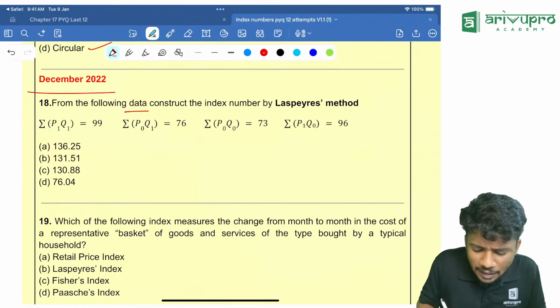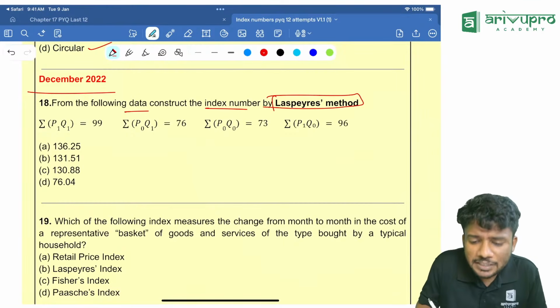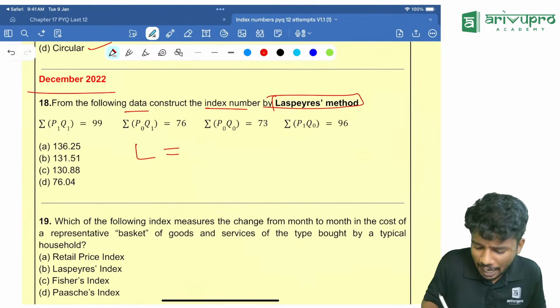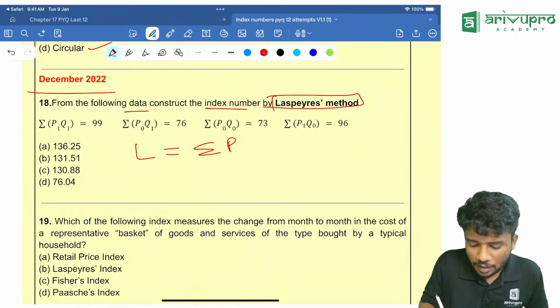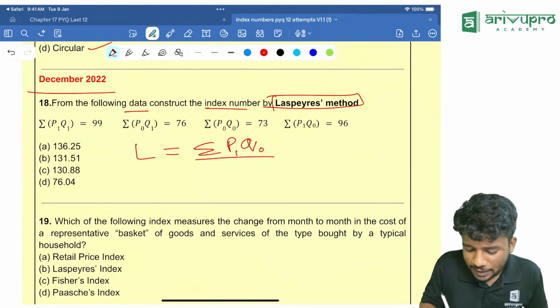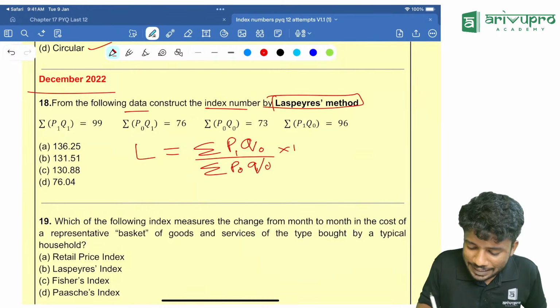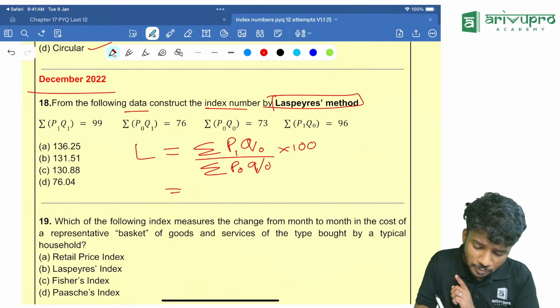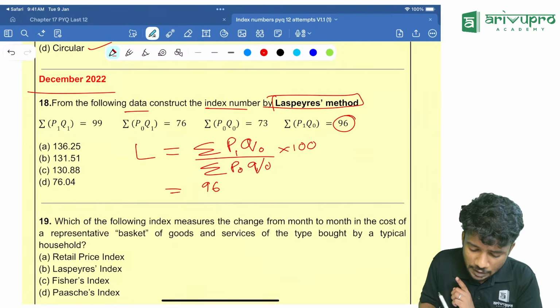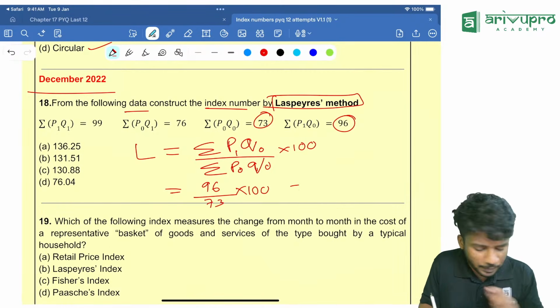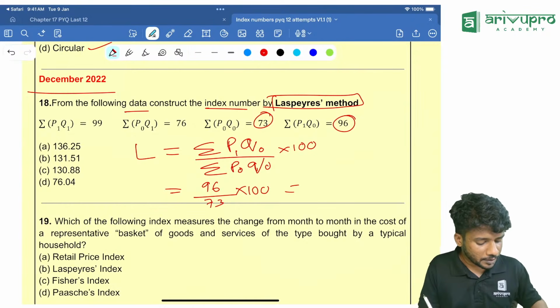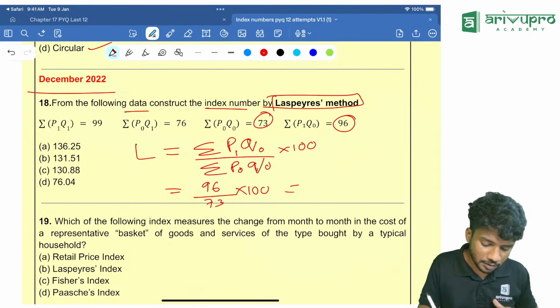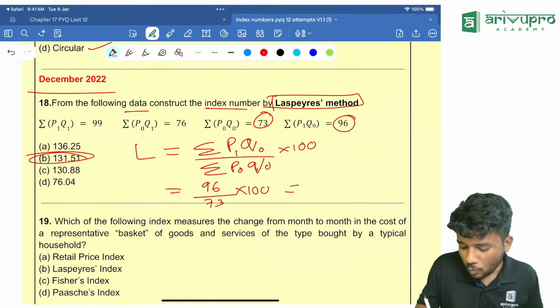From the following data, construct the index number by Laspeyres method. What is the formula for Laspeyres? Laspeyres is nothing but sigma P1Q0 divided by sigma P0Q0 into 100. That is the formula. Everything is given. Sigma P1Q0 is how much? P1Q0 is 96, divided by P0Q0, which is 73, into 100. People, take your calculator. 96 divided by 73 into 100. How much is the answer? 131.5.